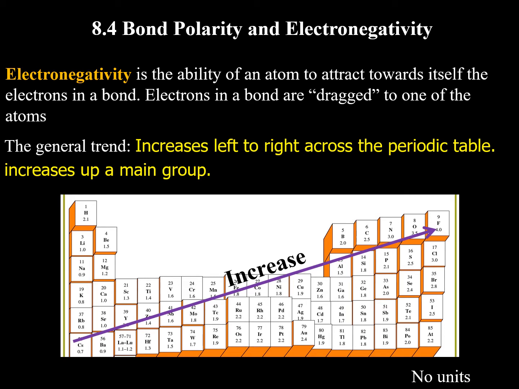These are relative values, and these values will be given to you on exam. For instance, fluorine is the most electronegative element, 4.0, and the least electronegative here, cesium, 0.7. There are no units for electronegativity, and the general trend is the electronegativity increases as you go from left to right and from bottom up. So if you just keep in mind that the bottom left is not very electronegative and the fluorine is the most electronegative, you can develop the trend.